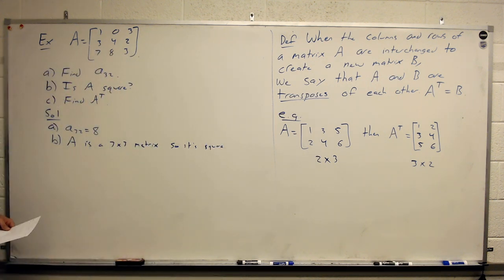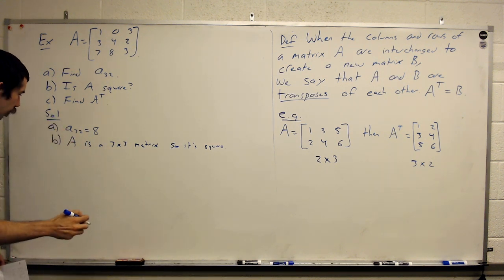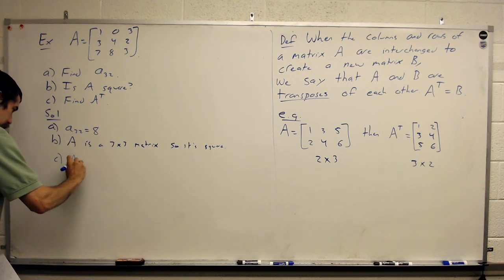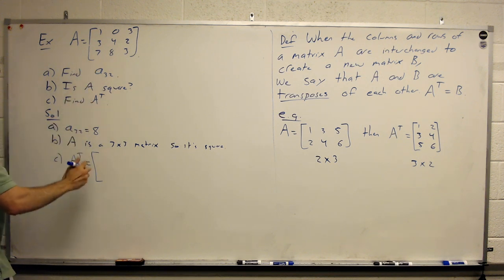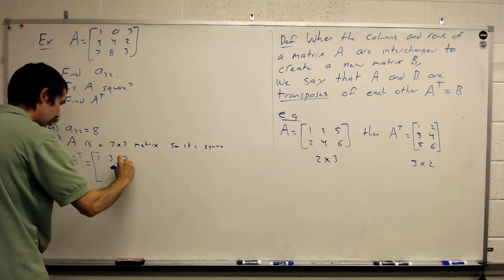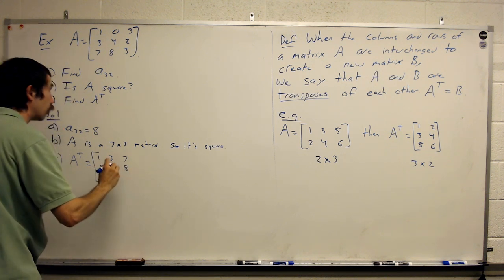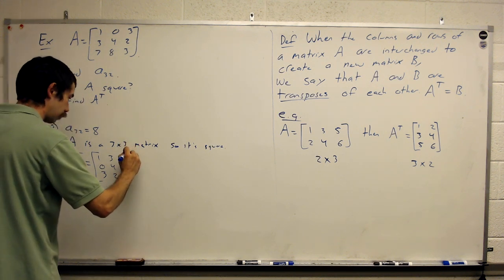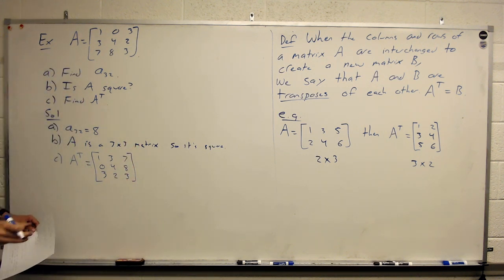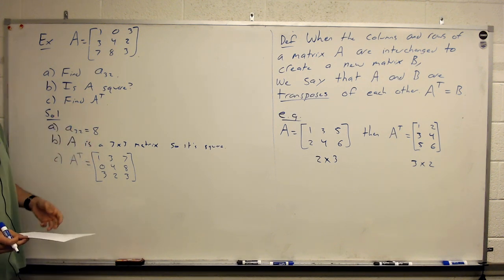And then finally, we want to find A transpose. So remember, to get A transpose, we switch all the rows with columns. So instead of having 1, 3, 7 going down, we're going to have 1, 3, 7 going across. 0, 4, 8. And 3, 2, 3. All right, so it's really not too bad to switch between a matrix and its transpose.